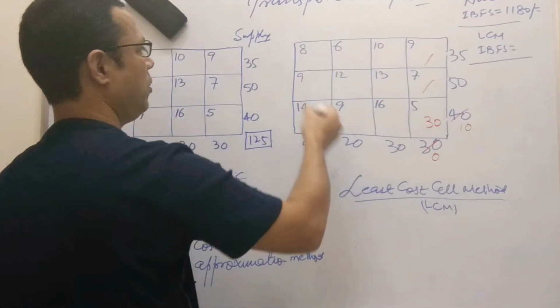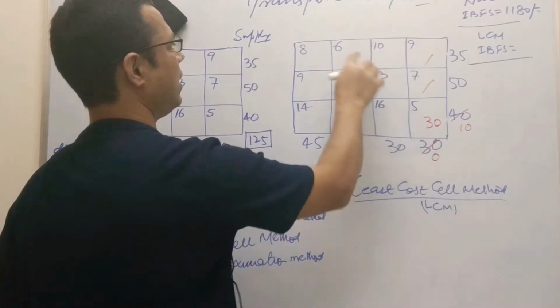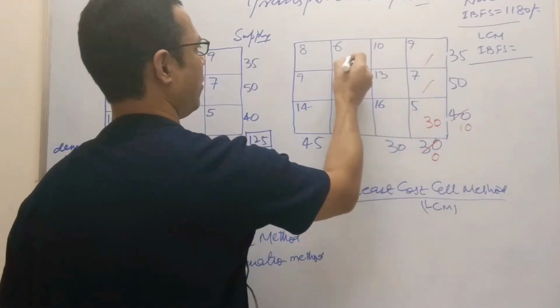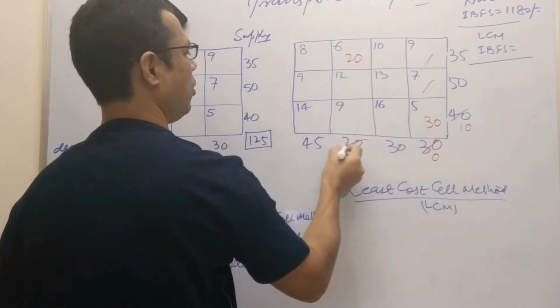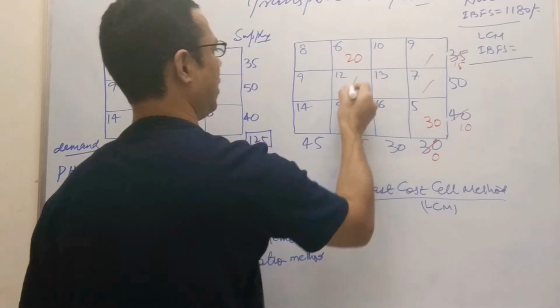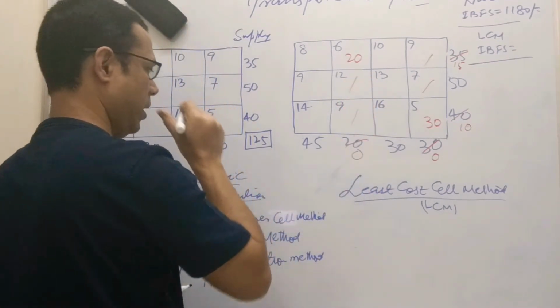Out of the remaining, which one is going to give you the least value? So this 6 is going to give you the least value. So the intersection point is 20 and 35. So 20 will shift here. Now demands have been fulfilled and now 15 is left. So there is no more demand in this cell.